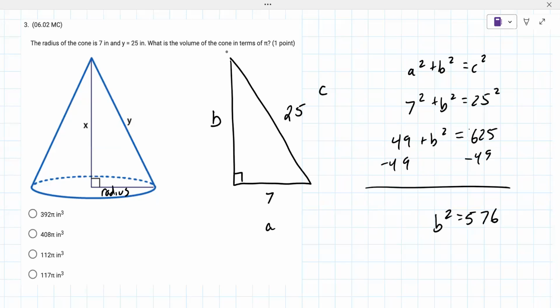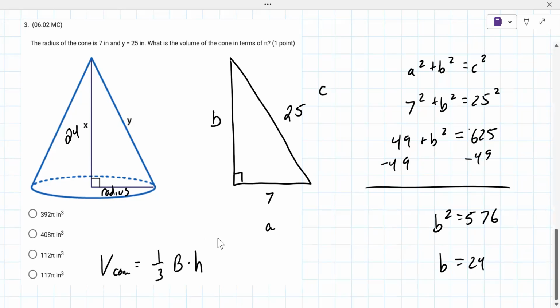I got 24 now. B equals 24. Good. All right, now the reason we need that, that's X. So the volume of a cone is 1/3 the base times the height. So the base in this case is a circle.